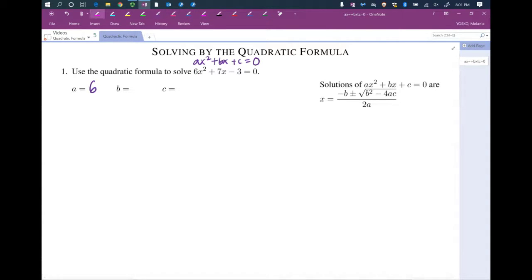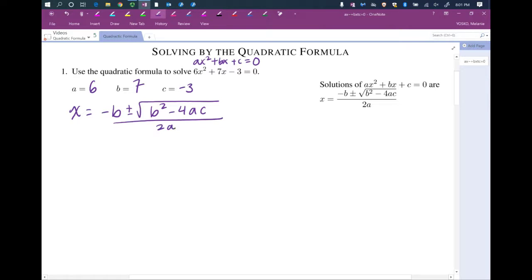And b is the coefficient of x. So we have 7x, so b must be 7. And c is the constant. Remember, constant means there's no variable there. It's really like x to the 0. So our constant term is negative 3. Then we're going to plug in all of the pieces. So x equals negative b plus or minus the square root of b squared minus 4ac, all of it divided by 2a.